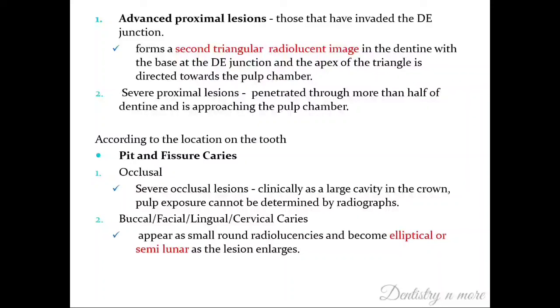In severe proximal caries, you see that it penetrates more than half of the dentin and is approaching the pulp chamber. According to the location on the tooth, pit and fissure caries, that is occlusal caries, when severe, shows a radiolucent area involving the pulp. In the buccal, facial, lingual and cervical areas, it is elliptical or semilunar as the lesion enlarges. Buccal and facial caries is not detected in the intraoral periapical radiograph, as you know that the intraoral periapical radiograph is a 2D image, not a 3D image. So you can only detect the mesial and distal caries or the occlusal caries as such.